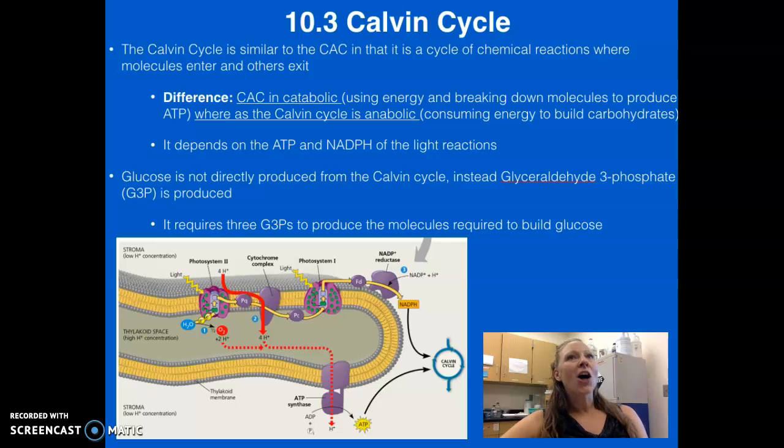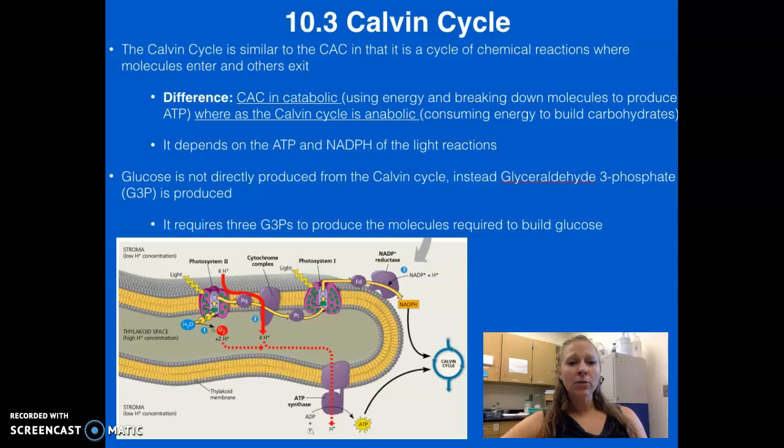And so the citric acid cycle in cell respiration used oxaloacetate. Can never get that right. It was produced in the last reaction, and it was used in the first reaction. And so the same is true here with RuBP. It is created in the last reaction and is used in the first.